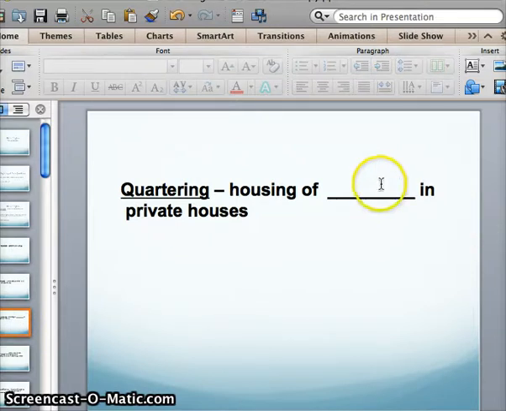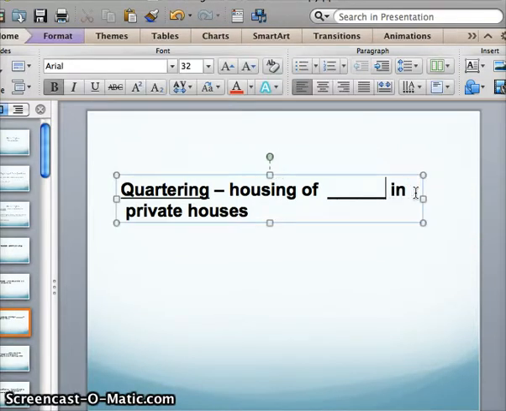Quartering is the housing of soldiers in private houses. If you remember back in the American Revolution, the British government forced people to house British soldiers in their houses. They had to let them stay there, had to feed them, had to give them a place to sleep. The Constitution in the Third Amendment protects private citizens from having to house soldiers. Quartering.